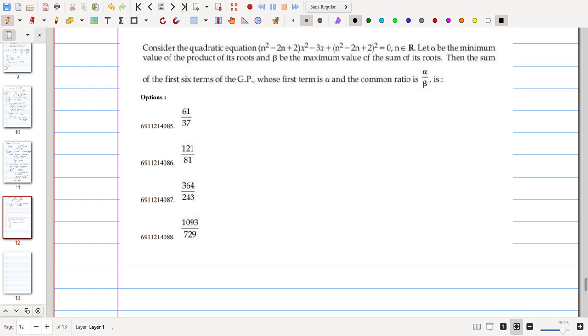Hi everyone. Today let's see how to solve this question in less time.